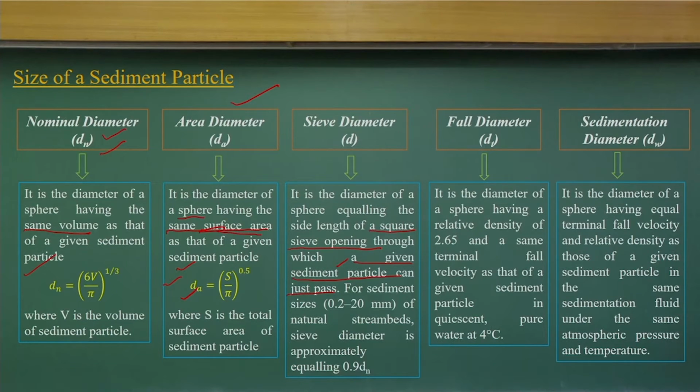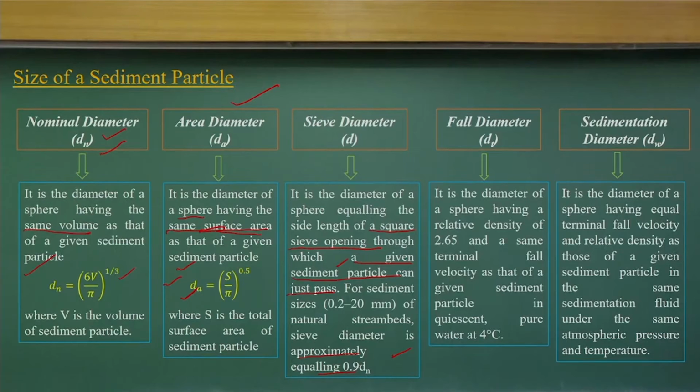So we try to find the sieve diameter, which is equivalent to 90% of the Dn value. Instead of measuring the individual diameters at the volume level or the surface area level, we just do the sieve analysis. From the sieve analysis, we relate it theoretically: it will be 0.9 of the Dn value. That is how we compute the Dn value.